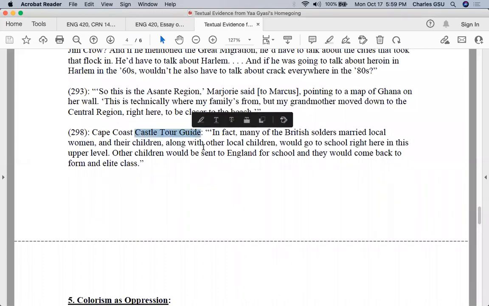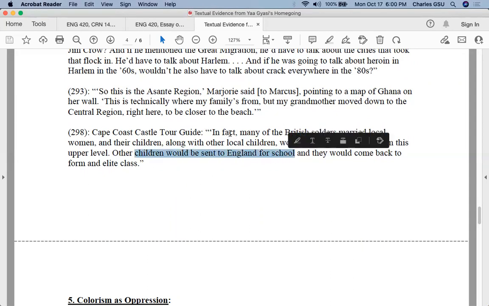But this is in the novel. And the guide says, "In fact, many of the British soldiers married local women, and their children, along with other local children, would go to school right here in this upper level. Other children would be sent to England for school, and they would come back to form an elite class." So even the tour guide is kind of buying into this fact that these children who were sent to English school, a kind of privileged life, are somehow coming back in a better way.